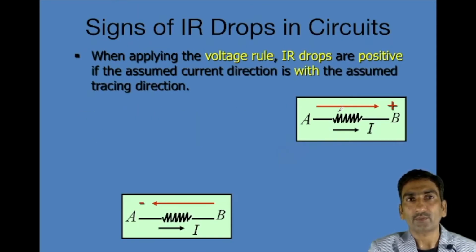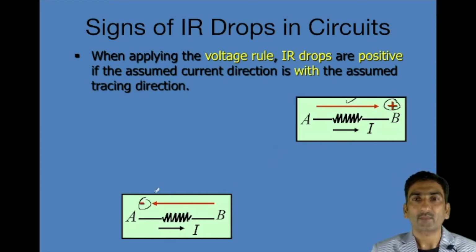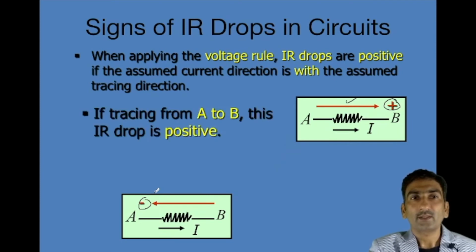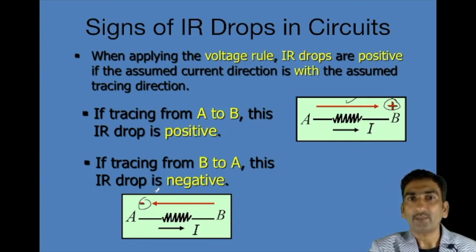the sign for potential drop, or IR, across the resistors? Simply, again, you can follow the same. Let's say this is the direction of current across this resistor and this is your tracing direction. If the tracing direction and current are the same, take it positive; if they are opposite, take it negative, that's it. So A to B, the IR drop is positive, and B to A, this IR drop is negative.